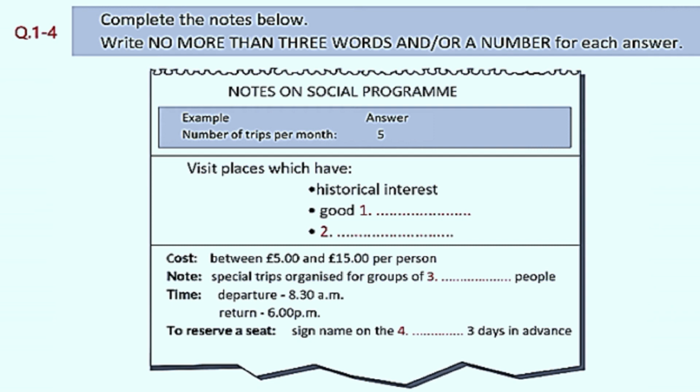Section 1. You'll hear a young student asking the social organizer of his school for information about organised trips. First, you have some time to look at questions 1 to 4. You'll see that there is an example which has been done for you. On this occasion only, the conversation relating to this will be played first.